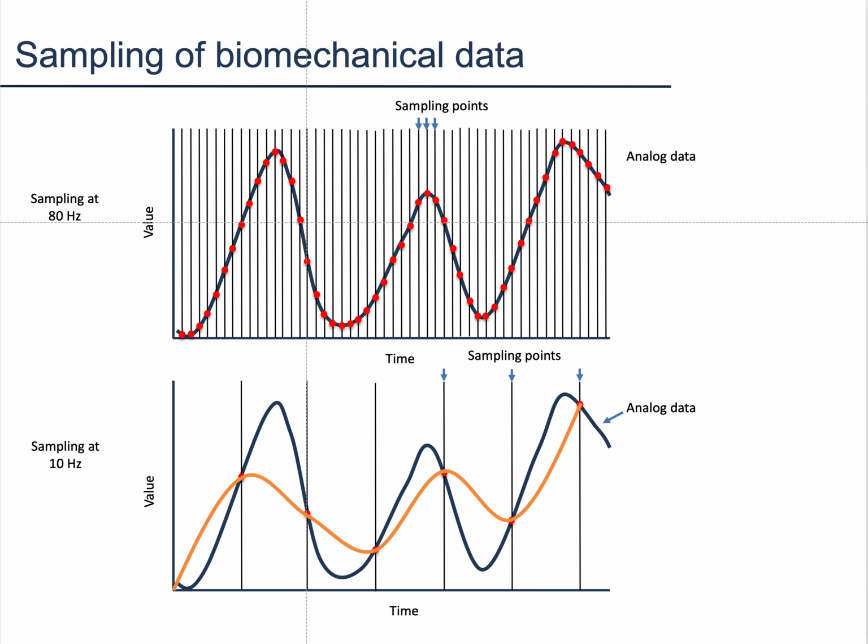The figure below is showing the analog data sampled at 10 Hz. The blue line represents the analog data, and the red dots represent the data sampled at the rate of 10 times each second. When you connect the red dots, you can see that the line that results deviates from the blue line and does not properly characterize the true data. This is why it is important to use appropriate sampling frequency when collecting data.